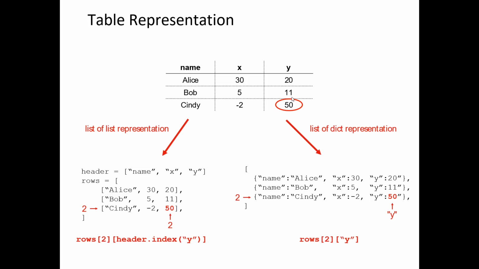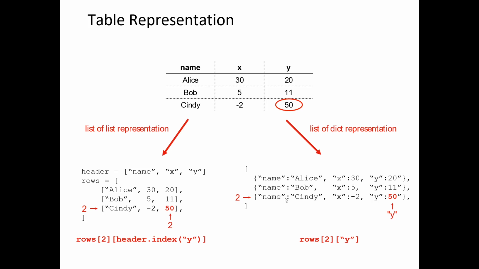So if I want to access something like this value 50 right here, if I have a list of lists, I need to grab the Cindy row, which is 0, 1, and 2 from my data, so row 2. And then I need to figure out which column this is in. I can't just say it's the Y column. Instead, what I need to do is go to the header and look up where the Y is with the index function.